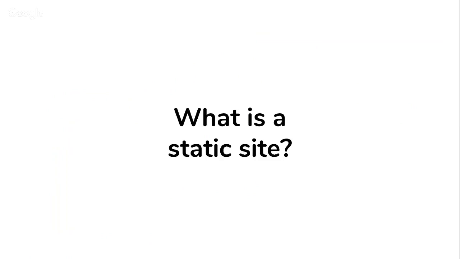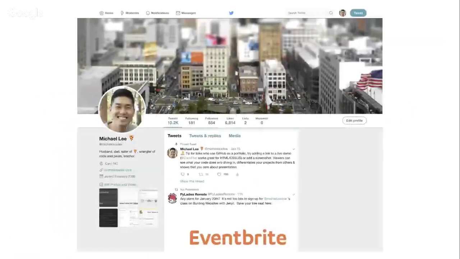So the next question that you might have is, what is a static website? Let me give you an example. This right here, for those who are familiar, is Twitter. More specifically, it's my Twitter profile. Twitter is a dynamic website. What characterizes a dynamic website is that it's usually hooked up to a database. It's probably got some server-side code running somewhere, usually written in Ruby, Python, PHP, or Go.